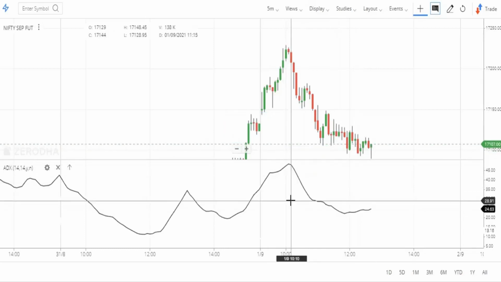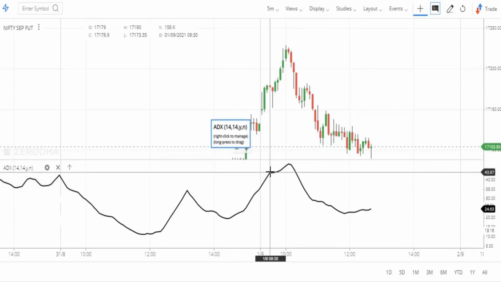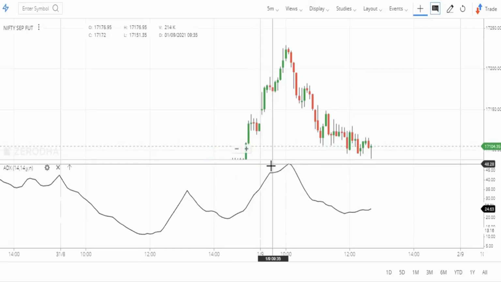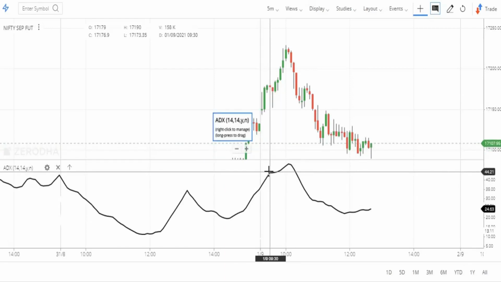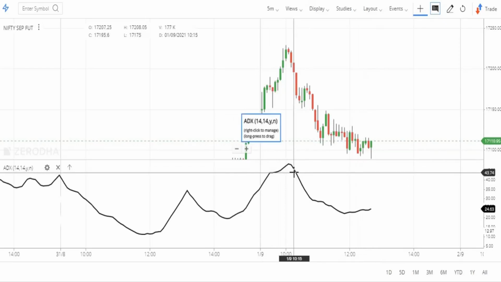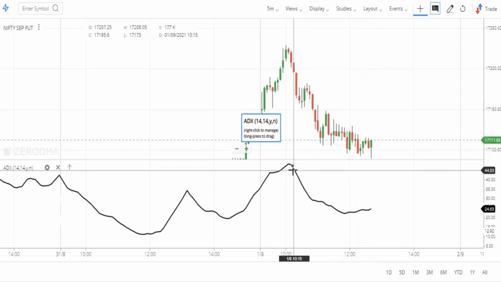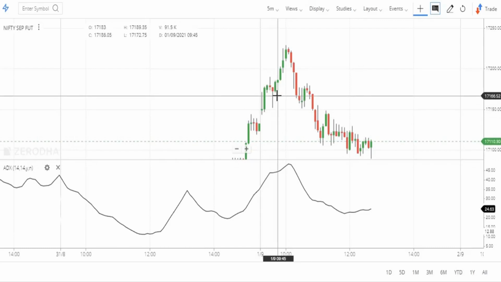You have to see, the 25 to 40 zone is basically the kind of zone we are targeting. Whenever it's between 25 and 40, we say that yes, it is very much powerful. The trend market has power. Whoever is controlling the markets has strength. But whenever it goes above 40, it is over-exploding. And anything that is just too much is kind of bad.